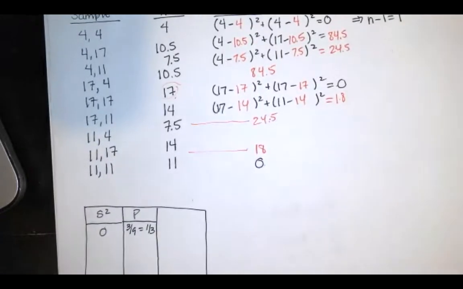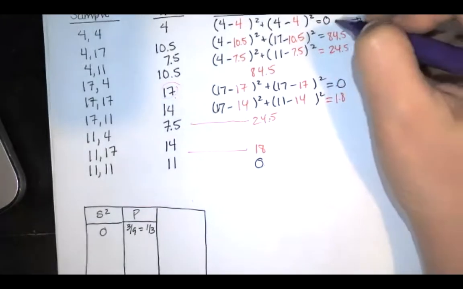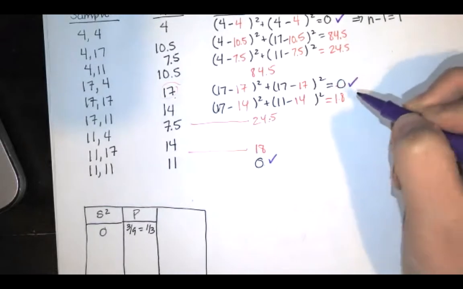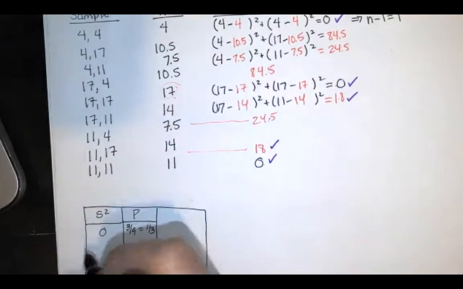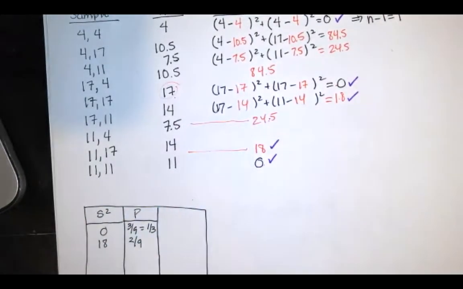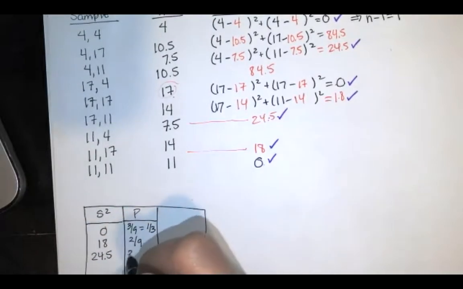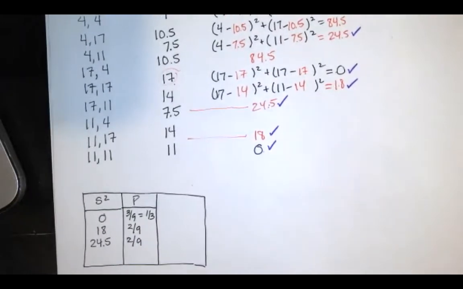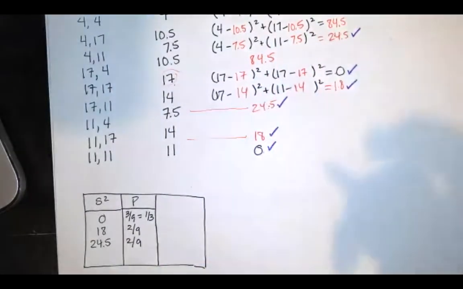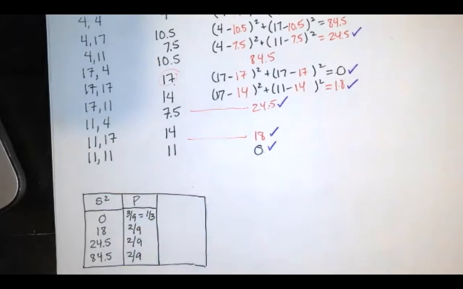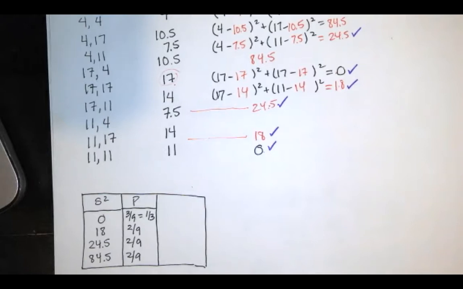Then the next one up, let's see. I did the zeros. The next one up appears to be 18. We've got an 18 here and an 18 there. So there were 2 out of 9 ways that we got an 18. The next one is the 24.5 and the 24.5. So that goes there. 2 out of 9 ways that we get a 24.5 as our sample variance. And then the highest variance that we had was this 84.5, and it appeared twice. So we have a 2 out of 9 chance of getting a sample variance of 84.5 if we are selecting samples of size n equals 2 from this population of size capital N equals 3 that consists of values 4, 17, and 11. Okay, so that's our probability distribution for the sample variance.